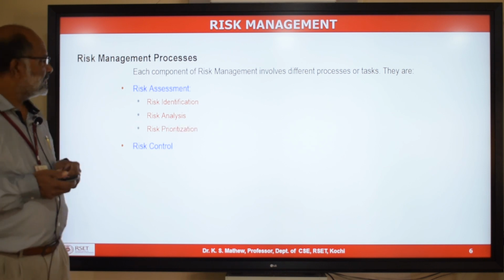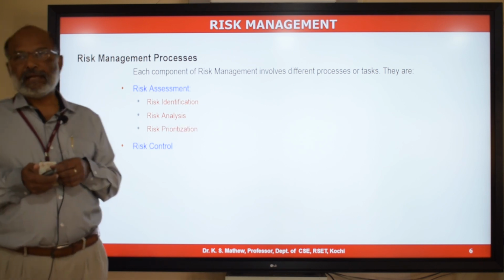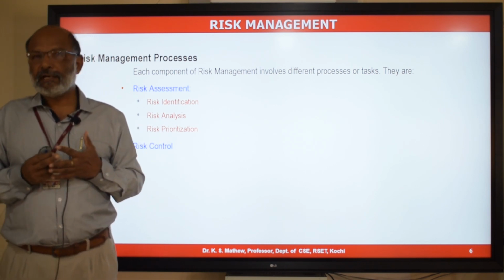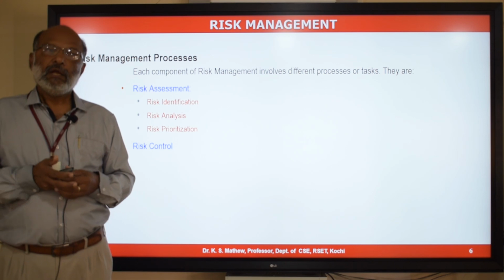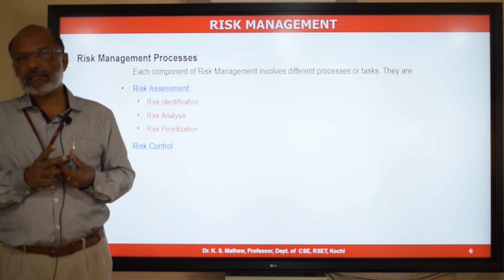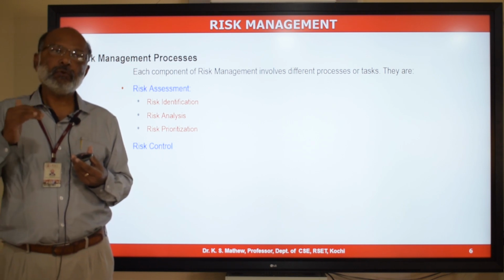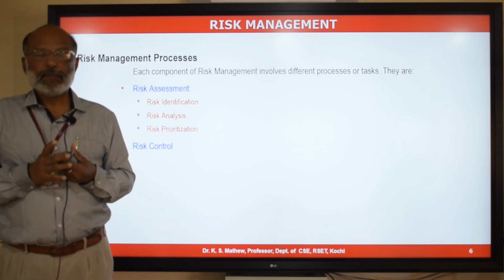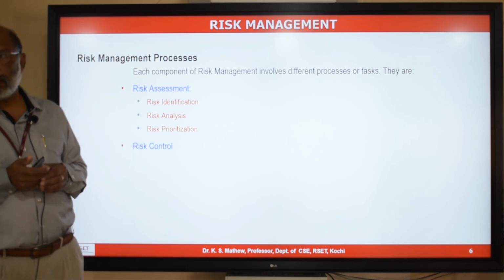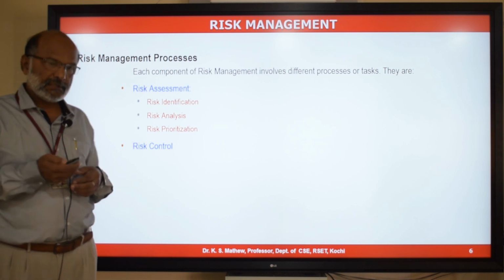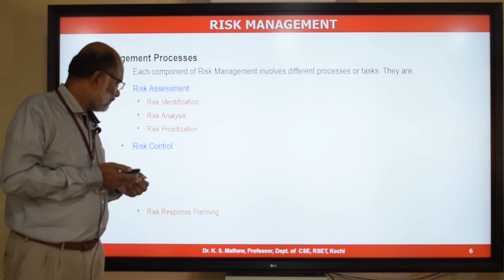And the third process is risk prioritization. Based on the analysis of the risk, based on the probability of occurrence and the impact of the risk in the project, we will quantitatively give a score for each risk identified, and based on the score, we will be prioritizing the risk and identifying the top priority risk. And in the second component of risk control, we will plan actions. So let us look at what are the processes coming under risk control.